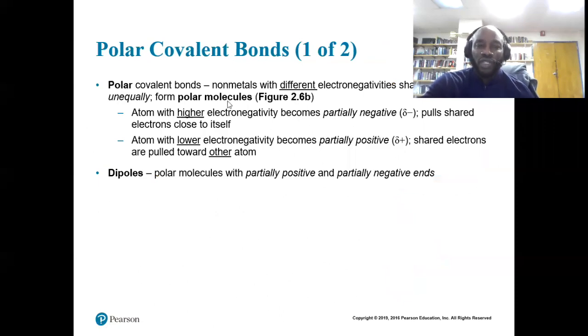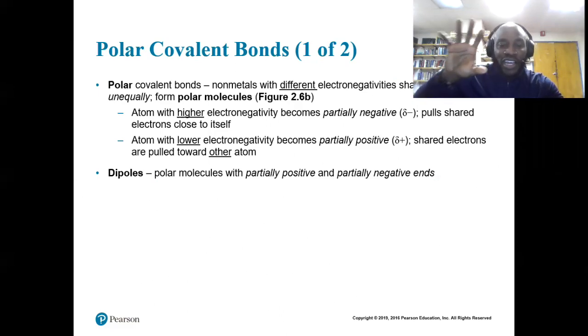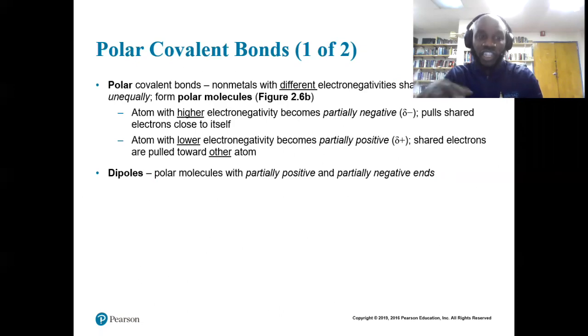Polar covalent bonds are when we have different electronegativities. They share electrons unequally, right, and form what we call polar molecules. So it's not considered an ionic bond. One hasn't completely pulled the electron from the other one, but it's considered a polar covalent bond when you have, for instance, in H2O, the electrons spend more time around the oxygen than they do around the hydrogen. So it's still considered covalent because they're sharing, because the electron will spend some time around the hydrogen, but it spends more time around the oxygen.